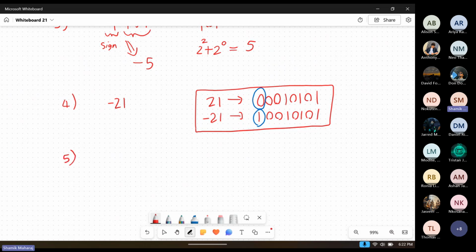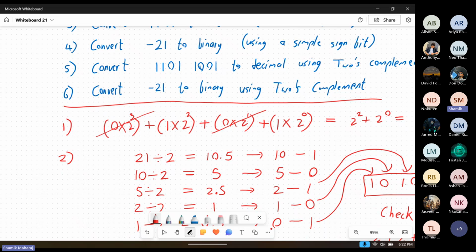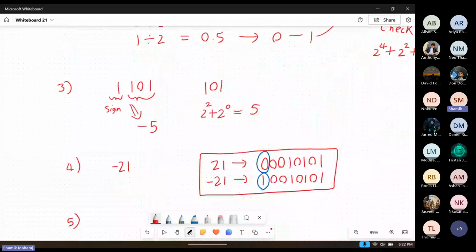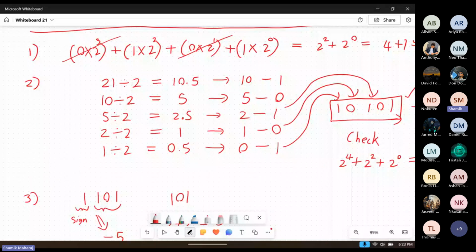So what was number 5? This was, yeah, convert this to decimal using 2's complement. Okay. Now I need to try and remember 2's complement myself. Let's write the number down firstly and let's see what we can do with it. So it's 1101. 1101, and my memory is pathetic, so I have to go back. 1001.